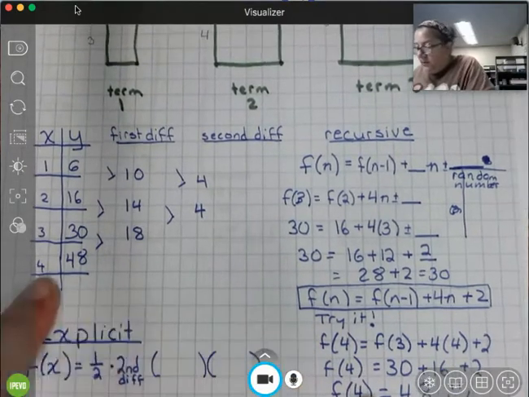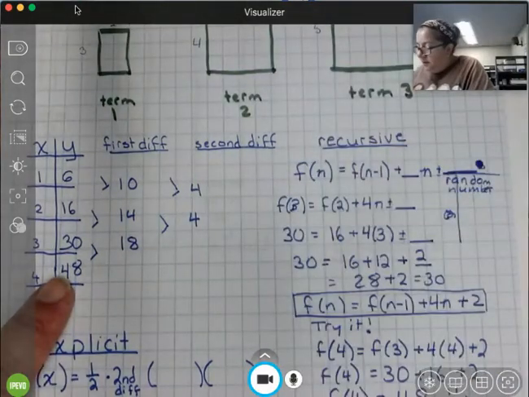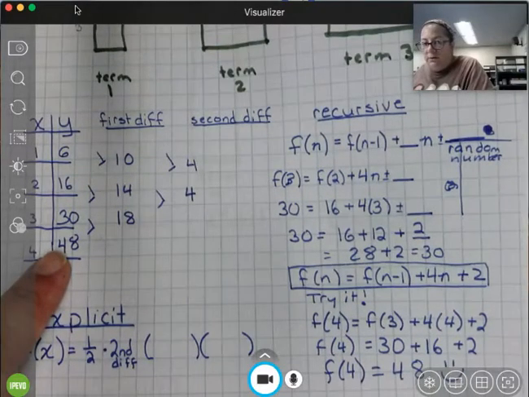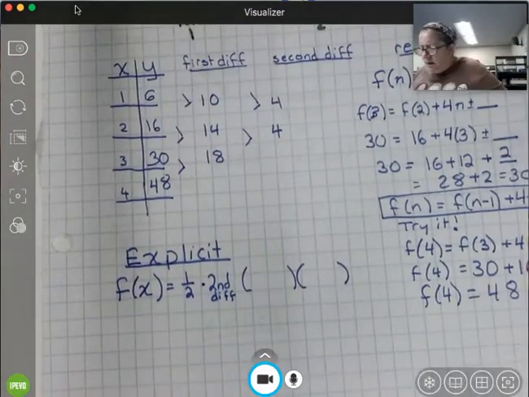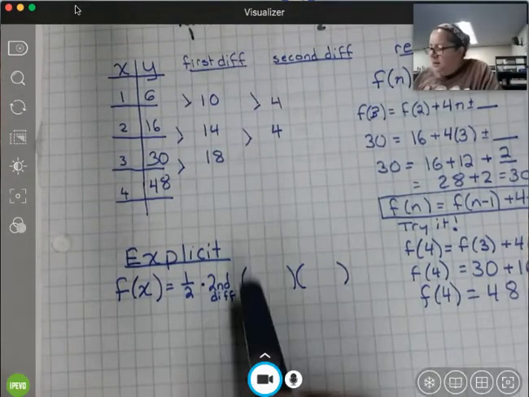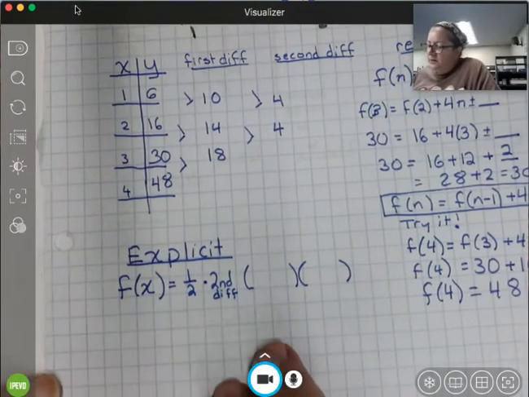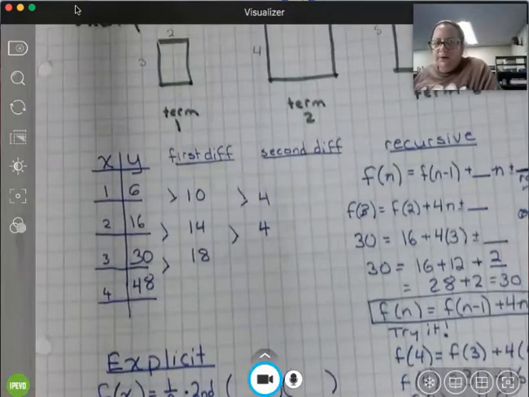So I tried it using f of 4, because, of course, I figured out f of 4 from the numbers above. And when I did f of 4, it worked. So that gave me confidence in my answer. Okay, so now we're ready for the explicit. The explicit, in a lot of quadratics, is very complicated to figure out. We're just doing examples based on rectangular numbers for now.